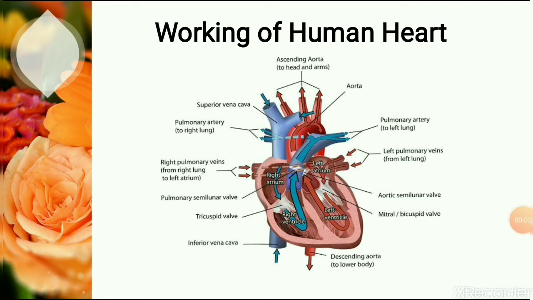Now, let us discuss the working of the human heart. As we have discussed earlier, the human heart comprises two main chambers, atria and ventricles. These chambers are further divided into right and left atrium and right and left ventricles, which are connected internally with atrioventricular apertures. Now, the deoxygenated blood from all the body parts is carried by the inferior and superior vena cava.